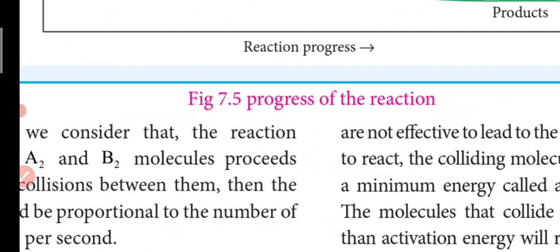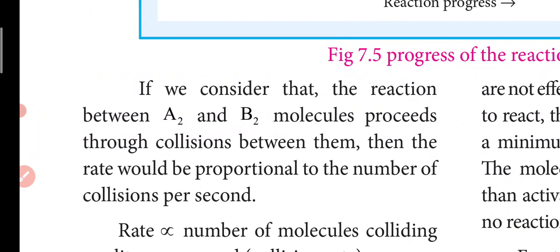Now if you consider that the reaction between A2 and B2 molecules proceeds through a collision between them, then the rate would be proportional to the number of collisions per second. So A2 and B2 collide, and this reaction happens because of this collision. So we determine the rate from this: the number of collisions that have happened is the rate, and we can calculate it that way.